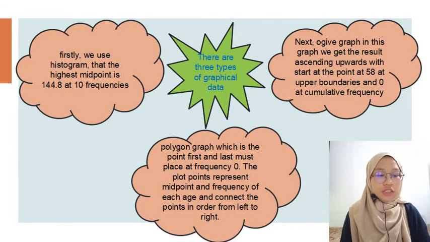Next, we use the ogive graph. In this graph, we get the result ascending upwards. We start at the point 58 at upper boundaries and 0 at cumulative frequency. The last method that we use is the polygon graph, where the first and last points must be placed at frequency 0. The plot points represent midpoints and frequency of each class, and we connect the points in order from left to right.